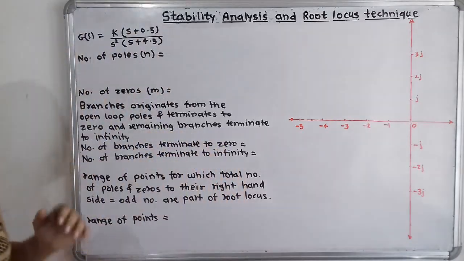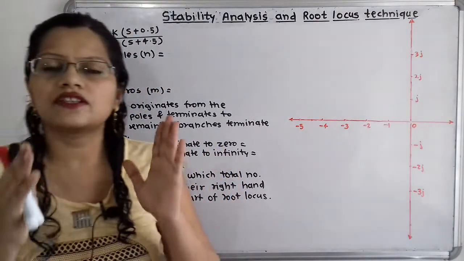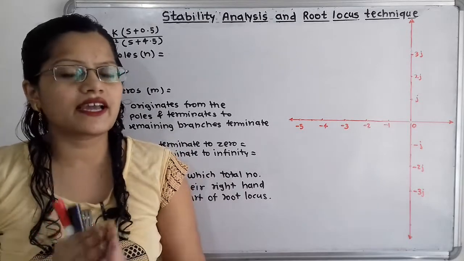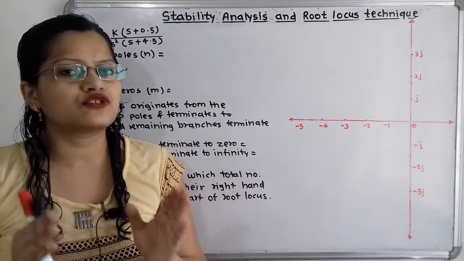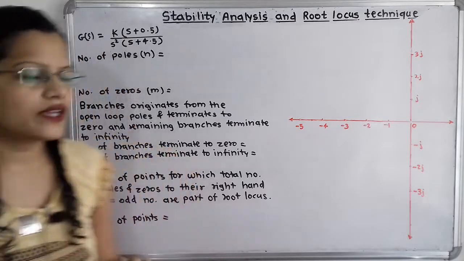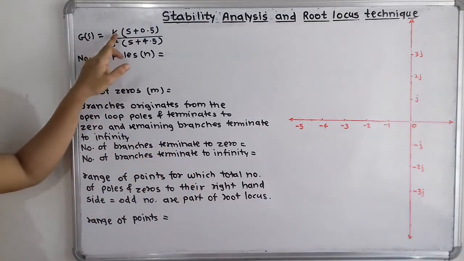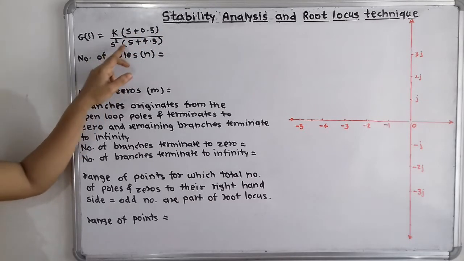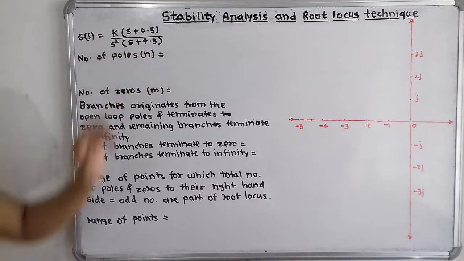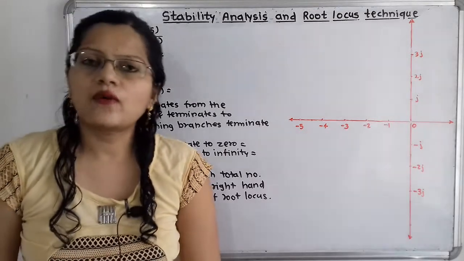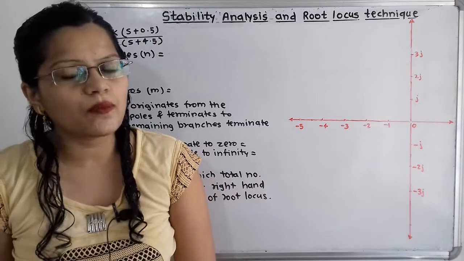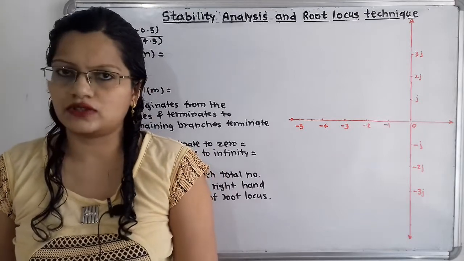Now this open loop transfer function is given in the form of G(s) H(s). But here this is the case of unity feedback, and H(s) is equal to 1. So the equation is G(s) = K(s + 0.5) / (s square (s + 4.5)). Now what is the first step? The first step is to find out the number of poles and number of zeros.